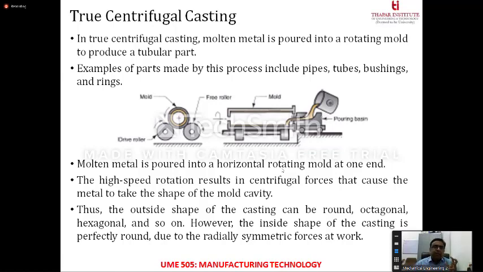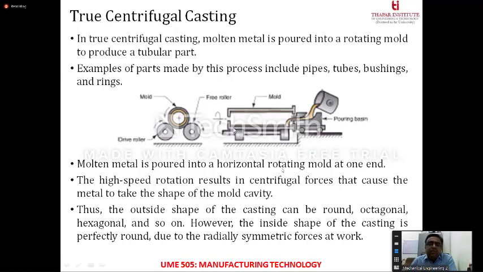So you can have a big mold over here. And now suppose you want to make a hollow pipe over here. True centrifugal casting is one of the best processes to create a hollow molding. Now this process comes in two types, horizontal as well as vertical, and I'll explain both. The main parts made through this process are basically tubes, pipes, bushings and rings.